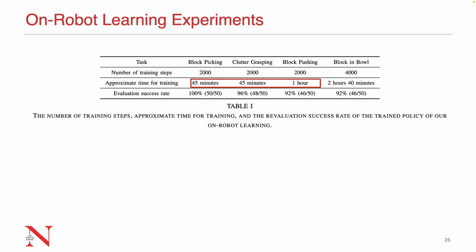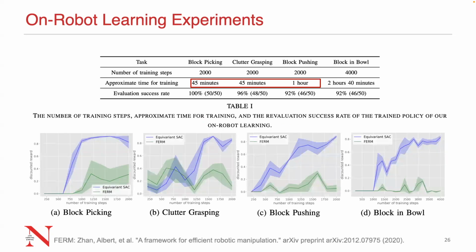And during evaluation, in all of the four environments, we can achieve more than 90% success rate. And then we also compared with the FIRM baseline, which is the yellow one in the previous slide, which was one of the best. And we still outperform it significantly in the real world. So basically solving the task within 2,000 training steps or 4,000 training steps.